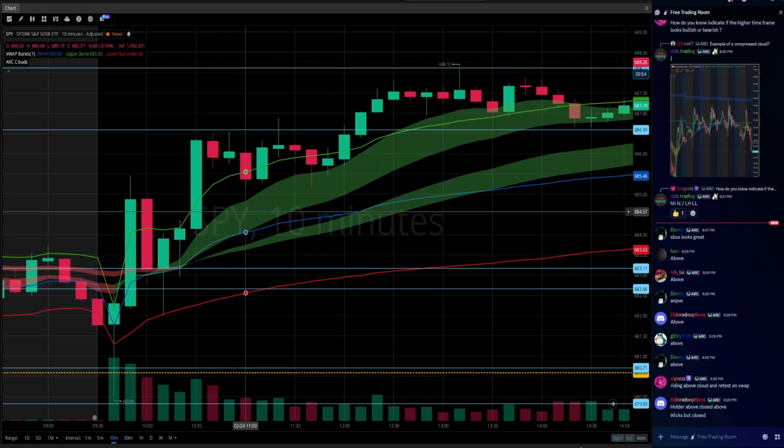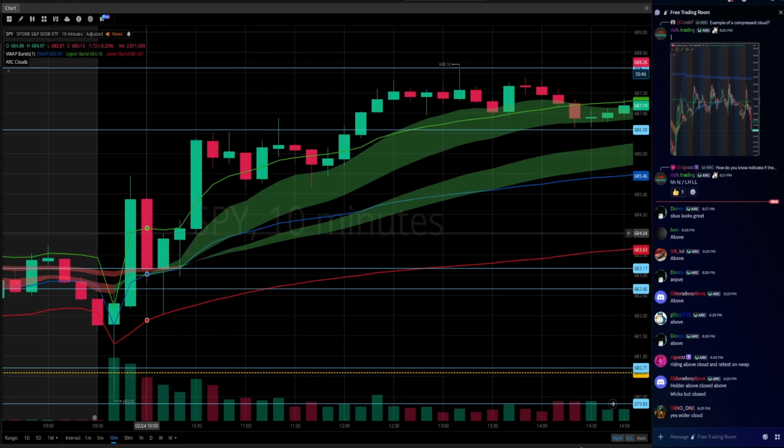This is the expansion. You guys can see that price came down, respected the VWAP, respected the cloud, closed right in the cloud, right on this 10 a.m. candle. And what happened, guys? We respected the trend, and this ended up being a very nice trade.